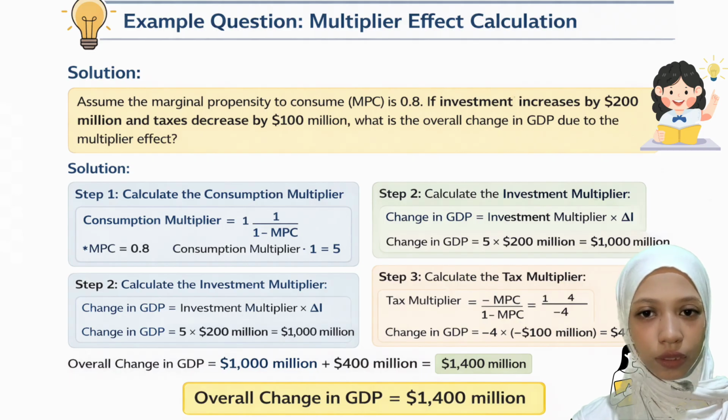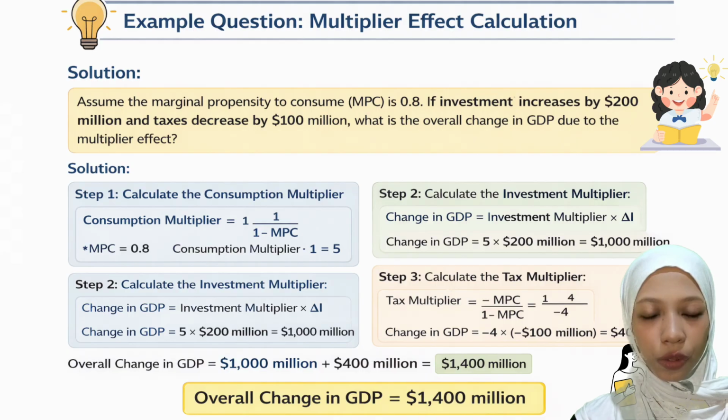At the first step, you need to calculate the consumption multiplier. The formula of the consumption multiplier is 1 divided by 1 minus MPC. With MPC equal to 0.8, the consumption multiplier is 1 divided by 0.2, which equals 5.